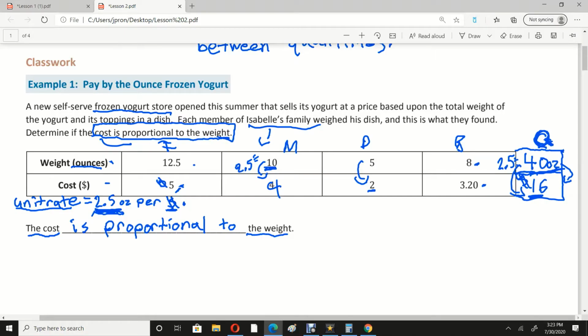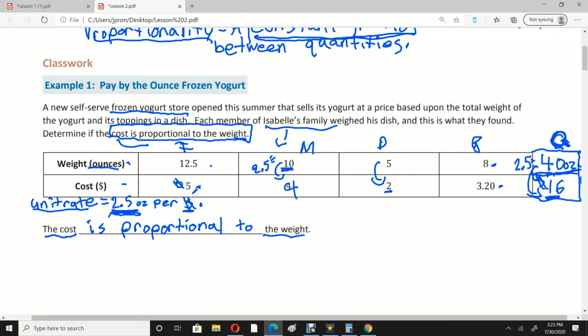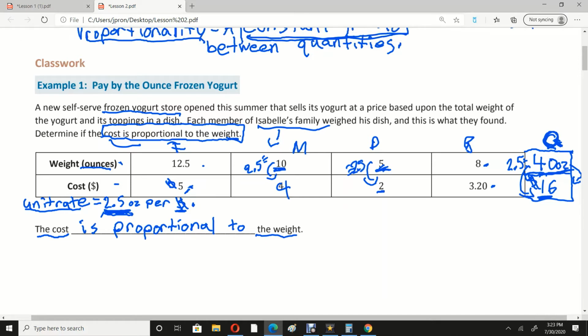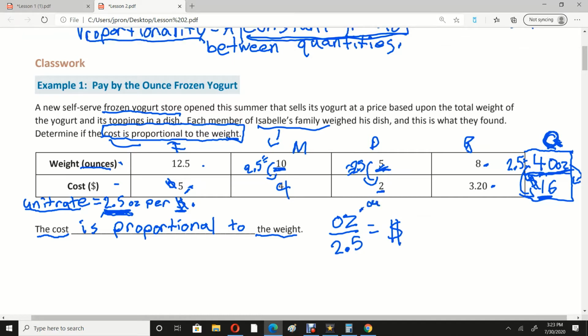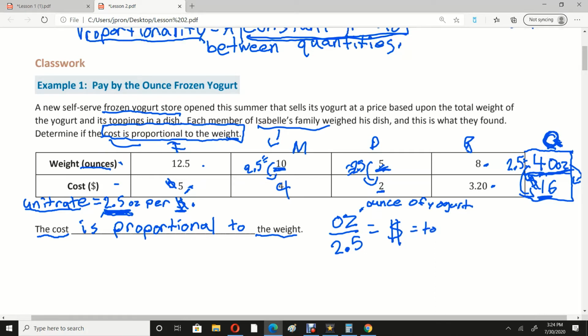So what we've done here is we found two separate formulas, right? If we know the total weight of the yogurt, we can divide it by 2.5 to get the cost. So the way we could write that is our weight in ounces divided by 2.5 equals our cost in dollars. And obviously this is some shorthand right here. OZ is short for ounce, the ounce of yogurt. The little dollar sign represents total cost.